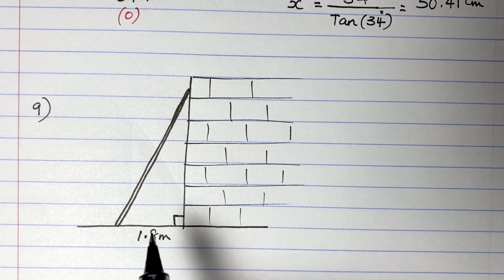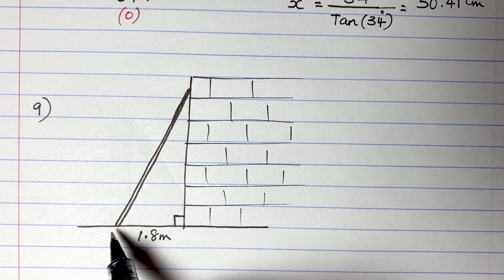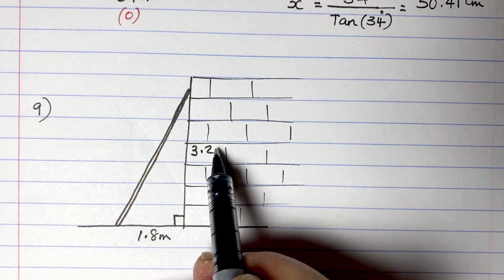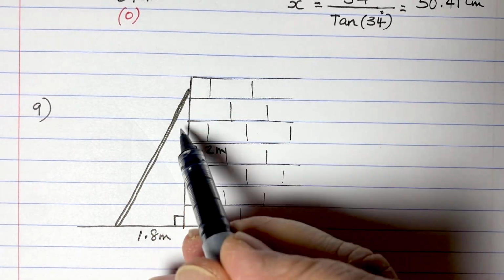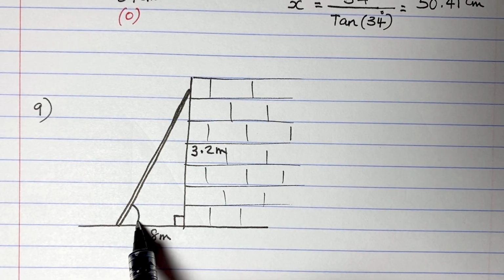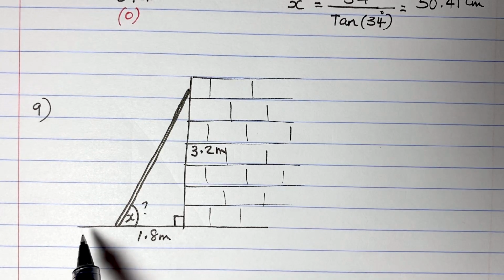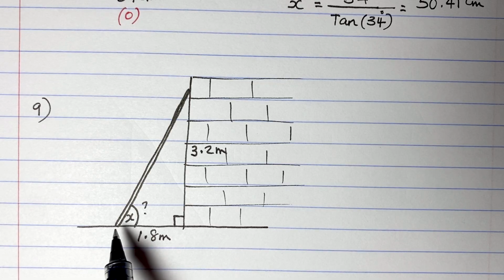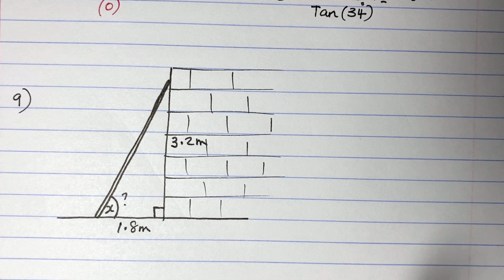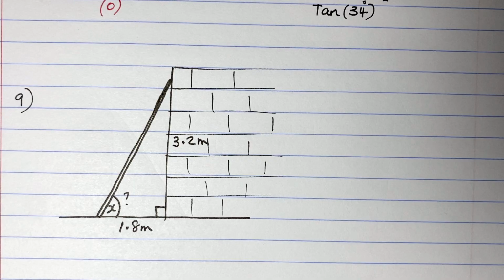Most of the time, the wall and the ground are at 90 degrees to each other. This ladder has reached 3.2 meters up the wall. Question is, what angle does the ladder make with the ground? So the trigonometric question could be mentioned in words rather than a diagram. So we can draw our own diagram, and I've got my right angle triangle there.